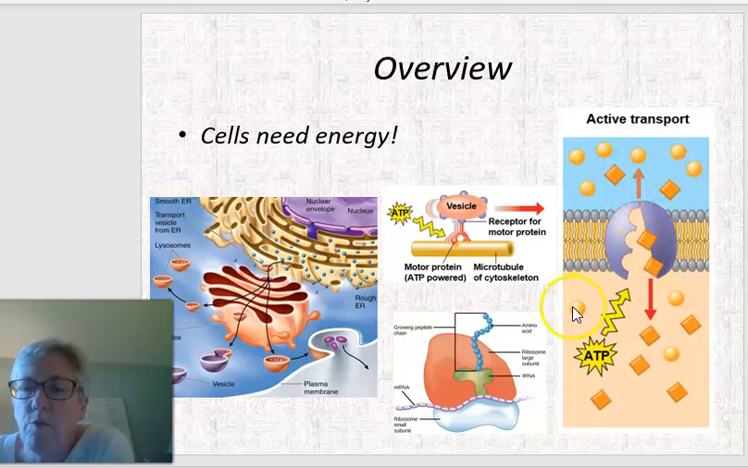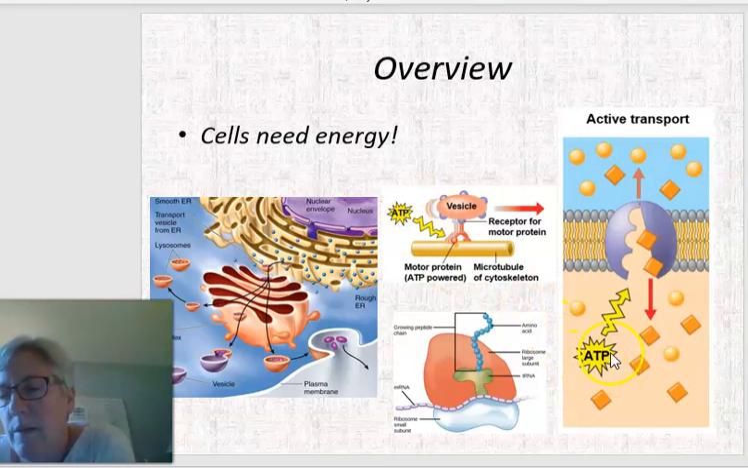And then the same is true for the circles. If the circles are trying to go from this lower concentration side to the side where there's more of them, that's against a concentration gradient, and that would require energy. Here's an example of a vesicle moving along a microtubule. That does not happen without some input of energy.